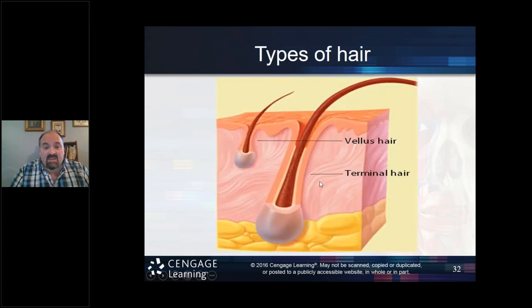Simple enough with that. Here we have vellus hair and terminal hair. When you're looking at the hair on your head, this would be terminal hair. Vellus hair is very fine hair, so think of more females having this on their legs and in other areas of the body. It's very fine hair that you're seeing. The terminal hair is really hair that is easier to see and to visualize.